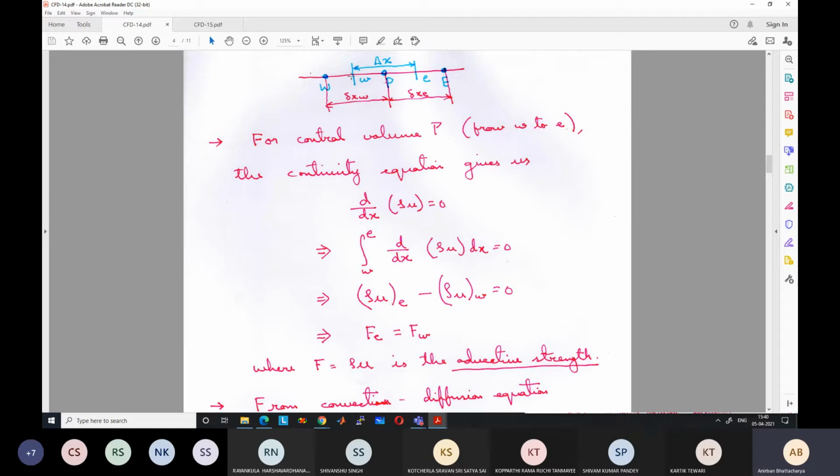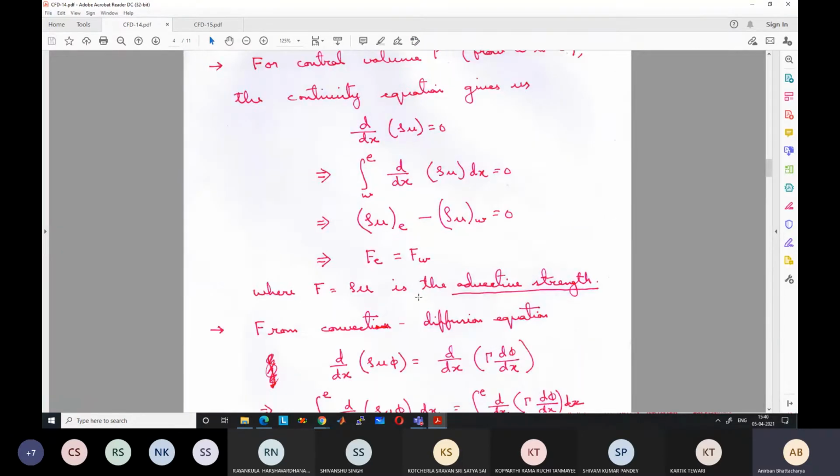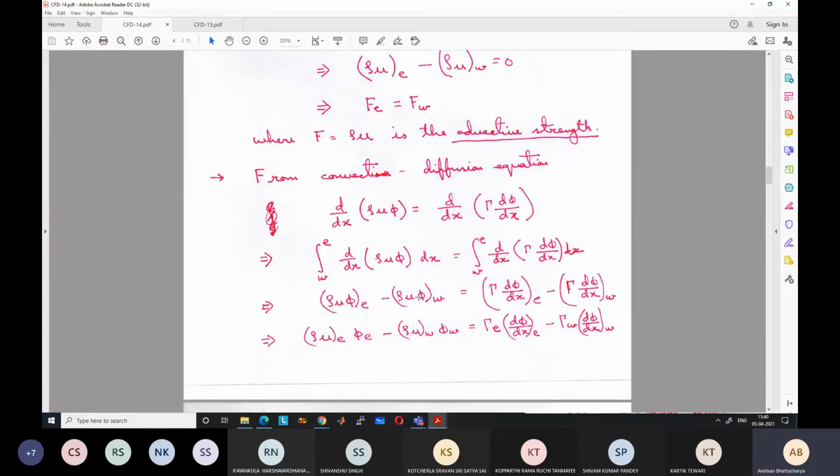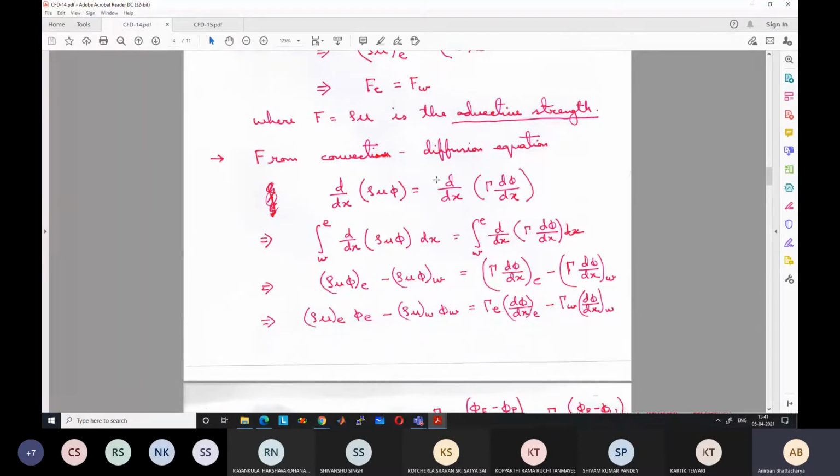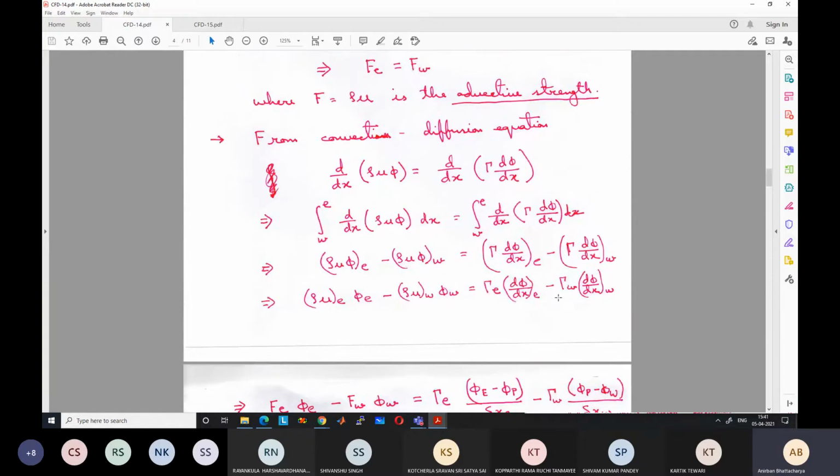So that is what we can obtain mathematically also. Okay. So next we had discretized the convection diffusion equation, which was d/dx of rho u phi is equal to d/dx of gamma d phi/dx. So the right hand side we already know how to discretize. Going from west to east, d/dx of gamma d phi/dx is gamma d phi/dx at east.